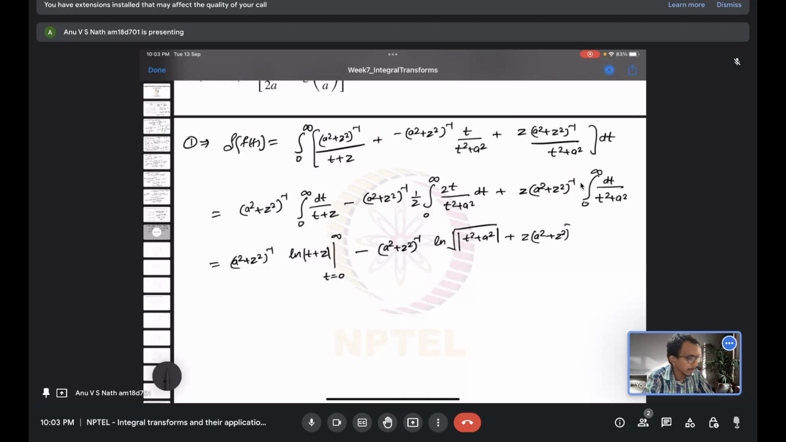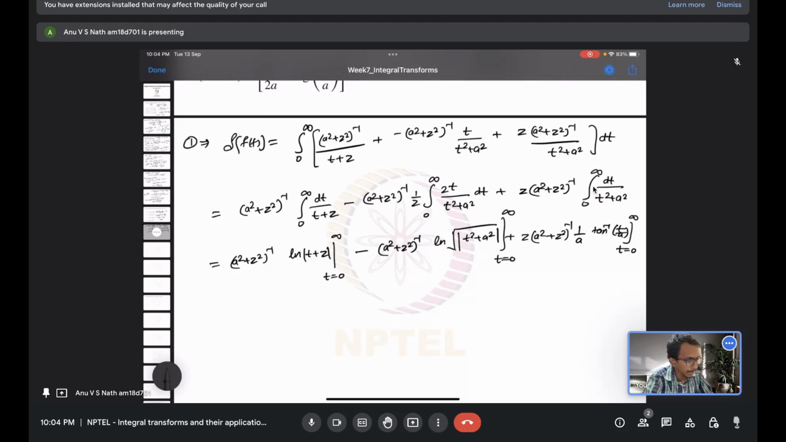Then the third integral is actually easier, right? It's actually 1 by t square plus a square, so it's 1 by a tan inverse of t by a. Just that we need to apply the limit of t equal to 0 to infinity. In the second integral also we need to apply the limit, t goes from 0 to infinity.